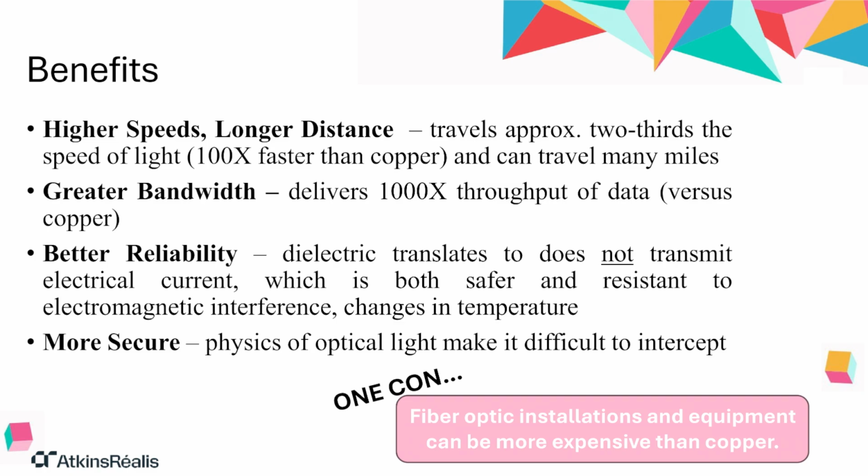Exactly. Then there's better reliability. Fiber is made of glass or plastic, which are insulators. They're dielectric. That means they don't conduct electricity. So first, it's safer for people installing or working near it, especially around power lines or during lightning storms. And second, it's completely immune to electromagnetic interference, or EMI. Things like nearby power lines, radio signals, even lightning strikes that can corrupt data on copper cables. Fiber just doesn't care. It's also less affected by temperature changes. Okay, the non-electrical nature is a big plus for reliability outdoors.